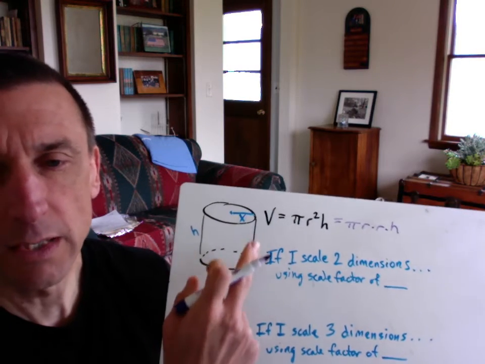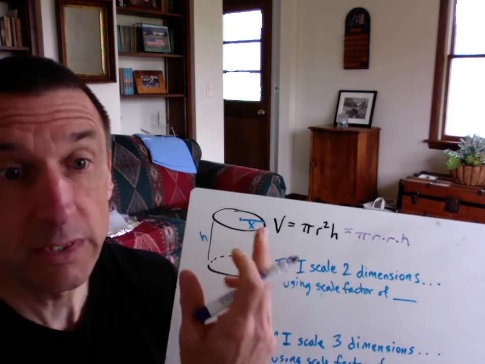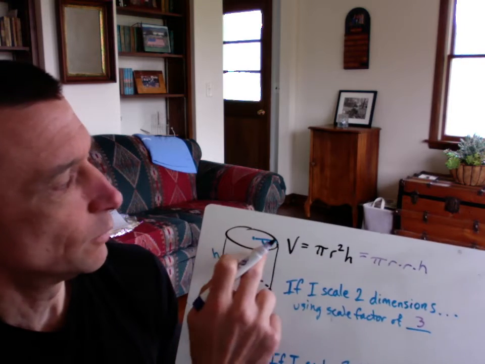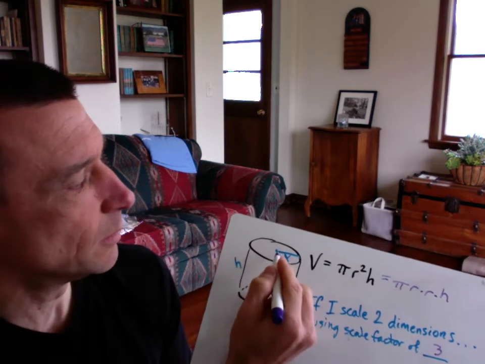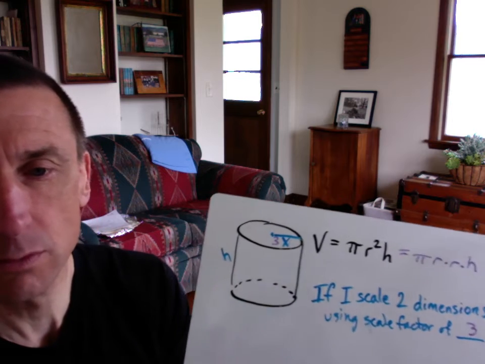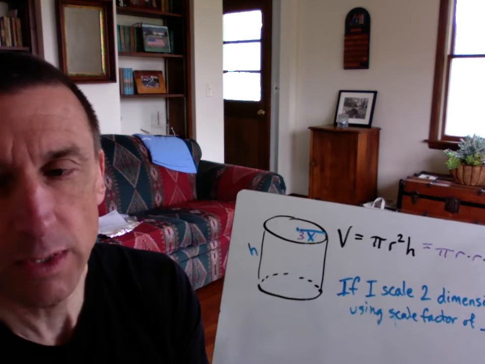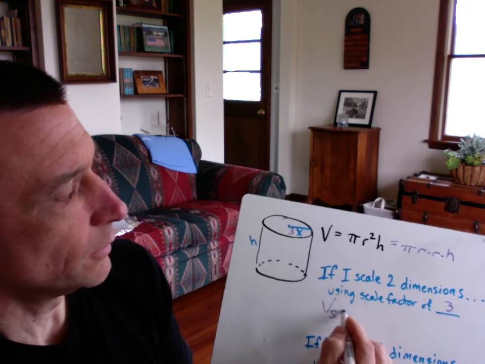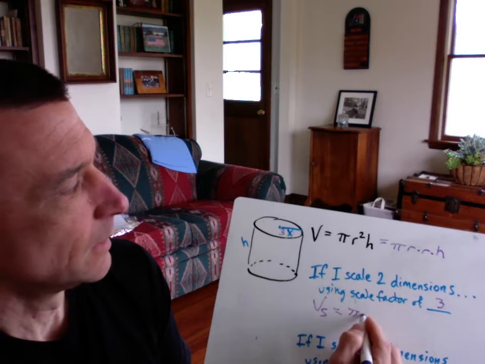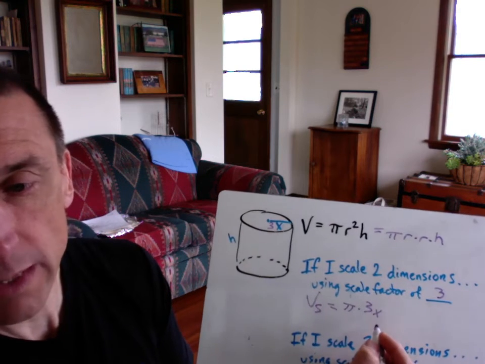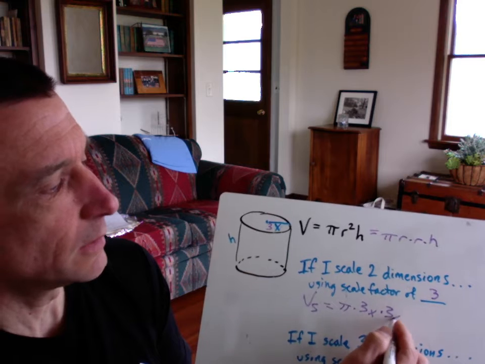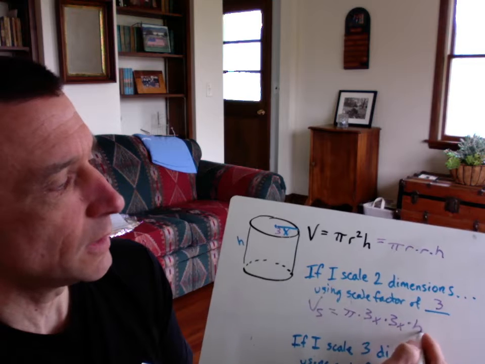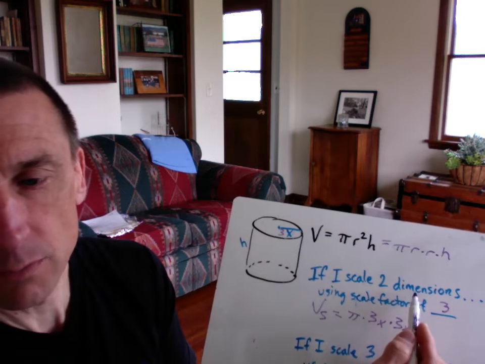Let's say we're going to take the radius and we're going to make it 3 times larger. So we'll have a scale factor of 3. So the original x then will become 3x. If I try to find the volume of this cylinder now, the scaled volume is pi times the radius, which is 3x, times a second radius, which is also 3x because I'm squaring the radius. And the height hasn't changed because I'm only scaling the radius.